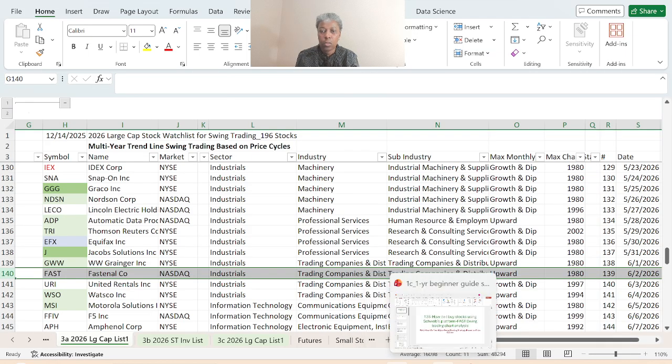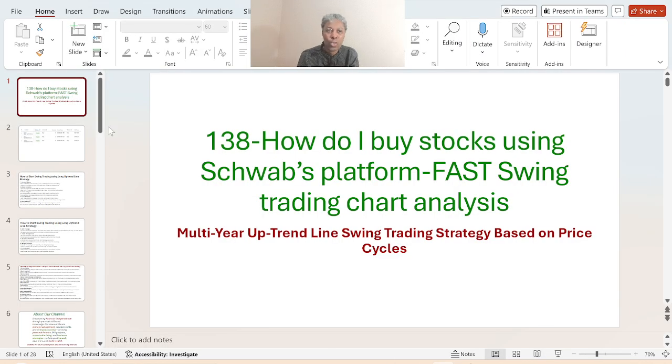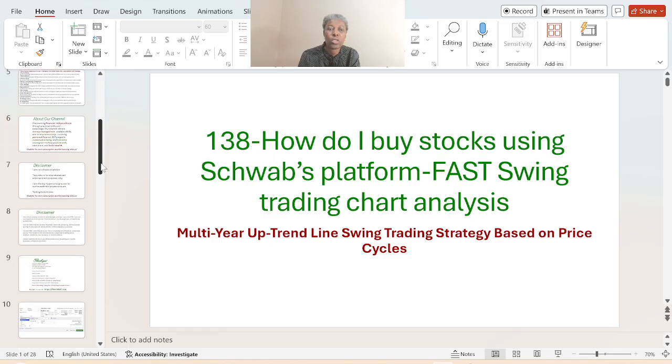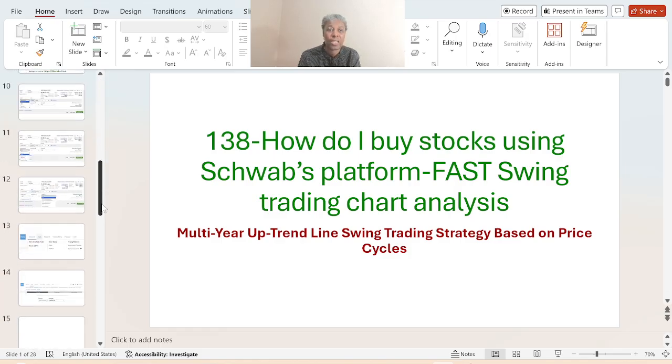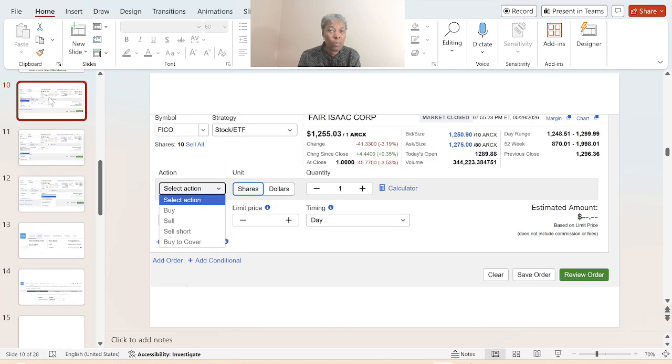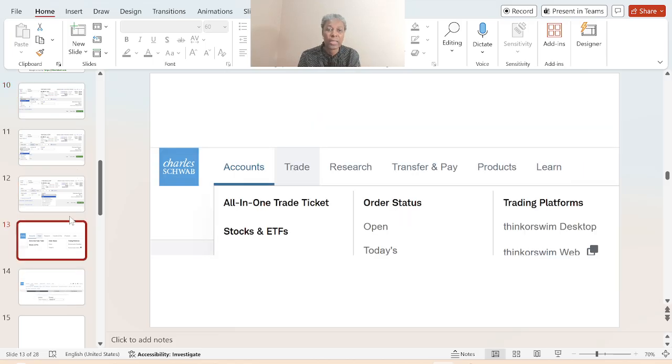Well, to buy stocks, I like to use the Schwab website. They have the Think or Swim platform that I use to analyze stocks, but to buy stocks, I like to go to their website. On their website, you log in and you click on trade.